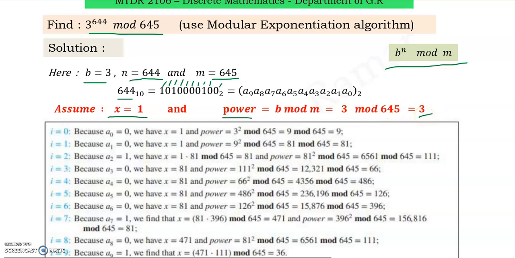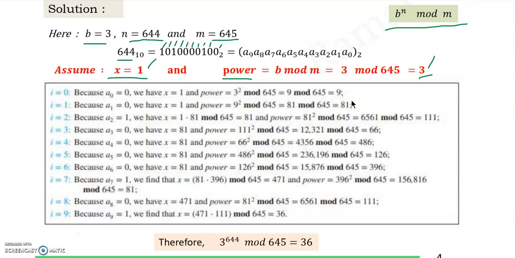So before applying the algorithm, we have to find the binary form of the given decimal number 644, and then we have to assume what is x. X is 1 always, and then we have to find the power. What is power? That is 3. Okay. So now we can start the algorithm. We can start that loop, the for loop.